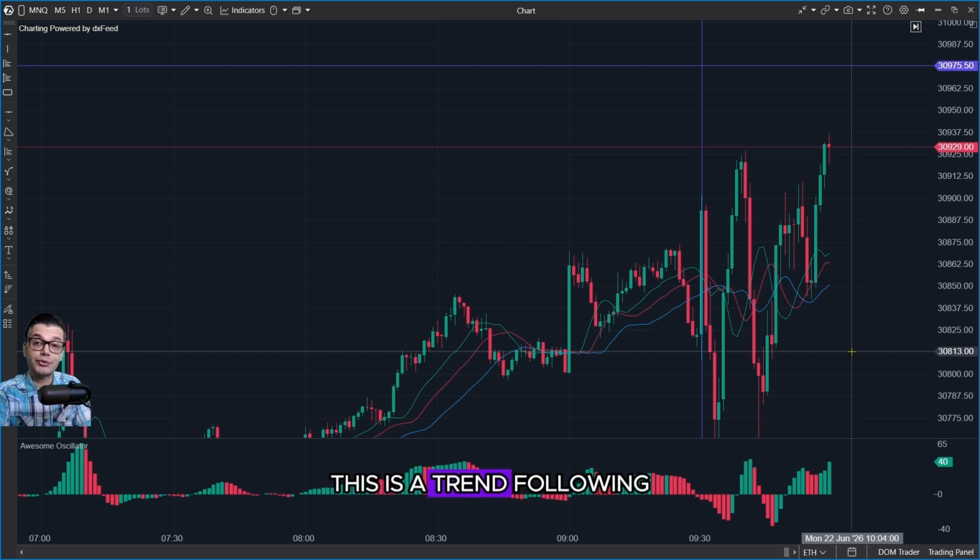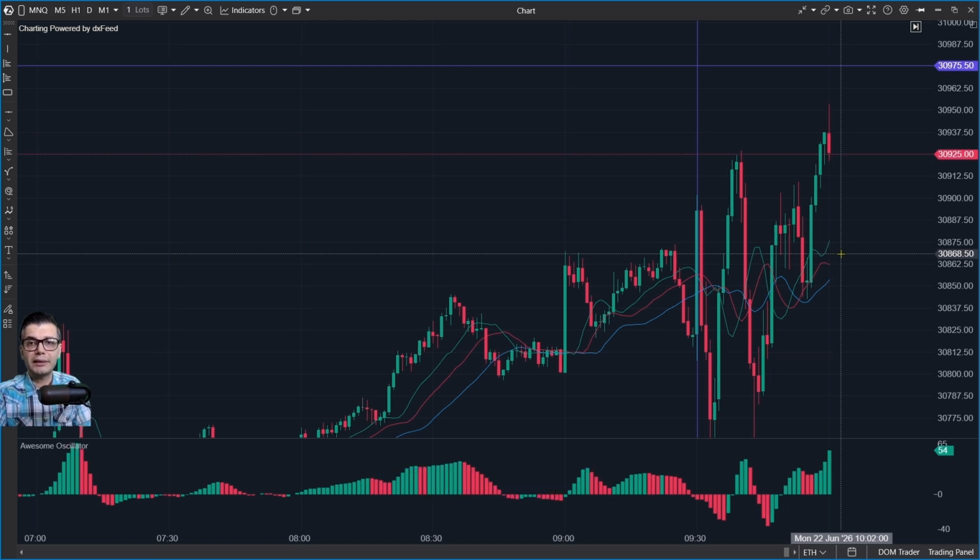This is a trend following strategy, meaning once the price takes the high, we have to wait for the price to close and stabilize below the alligators, and then you can use any of those lines in a pullback to start selling. In this video, you will see that in live action.